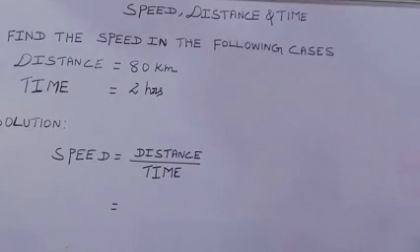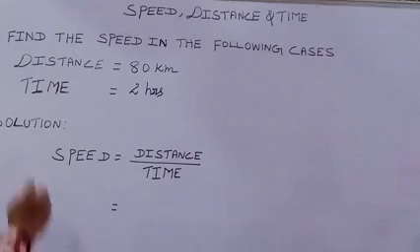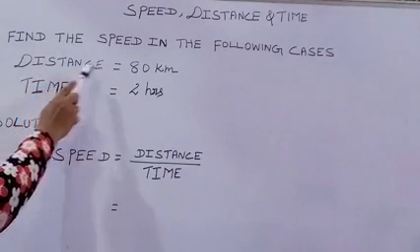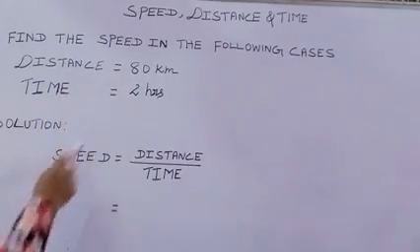Good morning, children. In this session, we are going to study how to find the speed when they are given the distance and the time. In our first problem, the distance is equal to 80 kilometers and the time is equal to 2 hours.